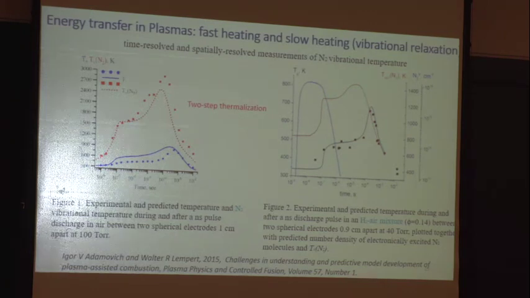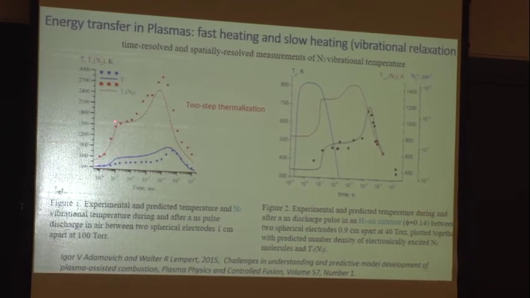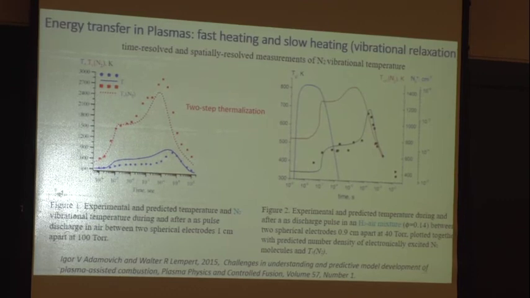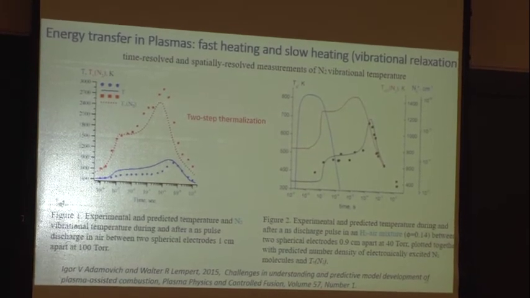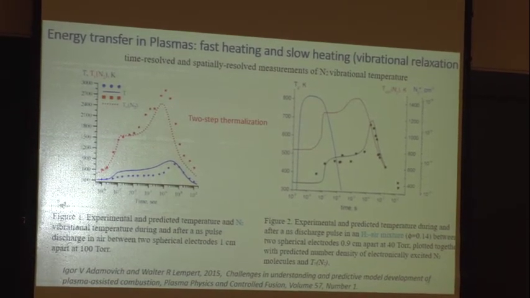For the excited vibrational state, you can see the red one is the translational energy. You can see that the vibrational excitation of nitrogen goes on, continues to increase, and then decreases. This increase is because of what? The first peak of vibrational excitation is because of what?